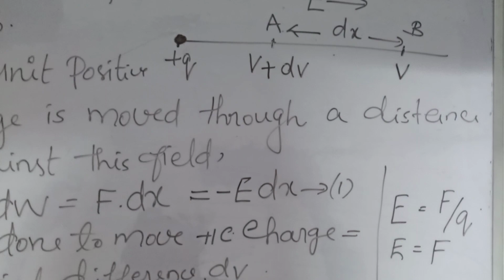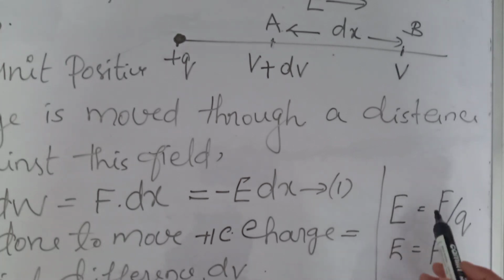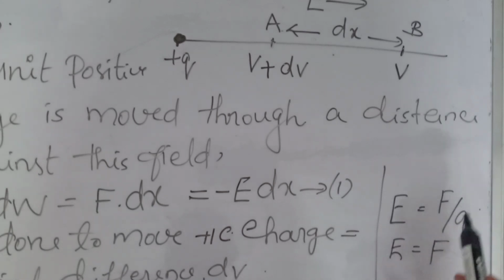Because here we have to find the relation between field and potential. So in terms of electric field, we can write the equation of force. Here we know that E is equal to F by Q. Electric field is equal to force by charge. Clear? Now how can we find F? F will be equal to E into Q, right? Here we have a unit positive charge, so this Q will be 1. So we can replace this F with E. Clear? So E will be equal to F.